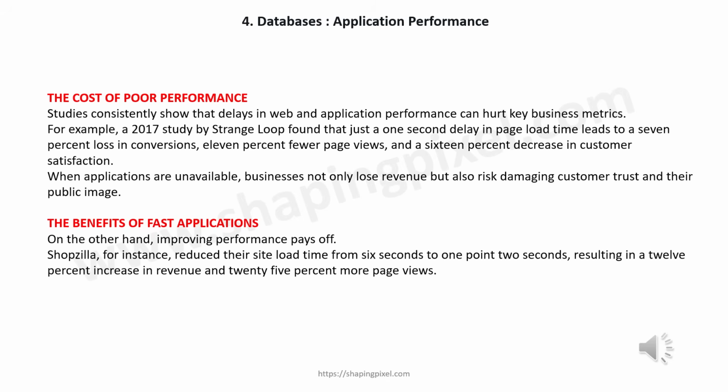Application performance is more than just a technical concern. It directly affects your business's bottom line, influencing everything from revenue to customer loyalty and even your brand's reputation. Studies consistently show that delays in web and application performance can hurt key business metrics. For example, a 2017 study by Strangeloop found that just a 1-second delay in page load time leads to a 7% loss in conversions, 11% fewer page views, and a 16% decrease in customer satisfaction.